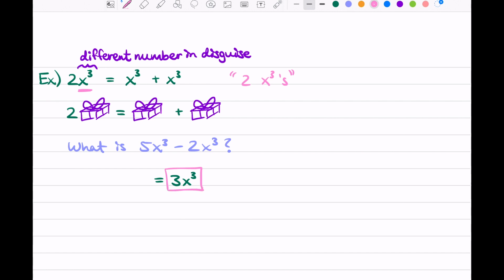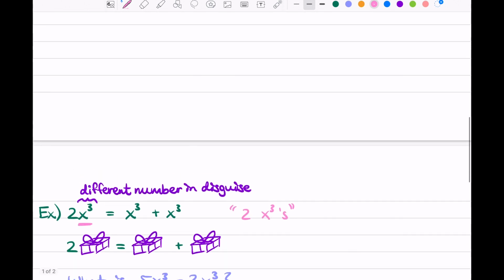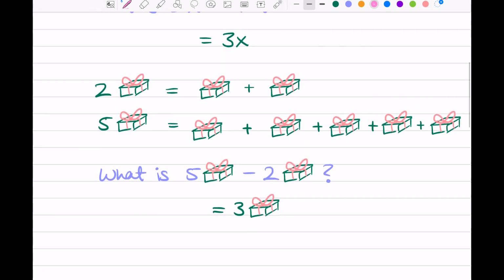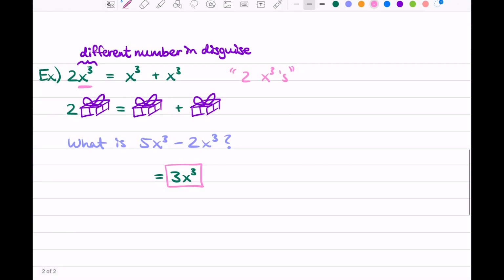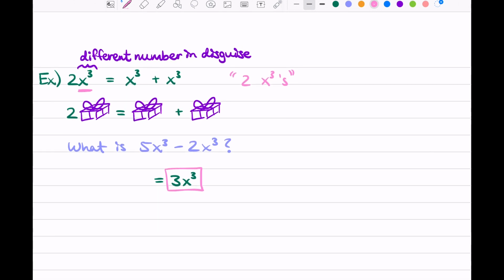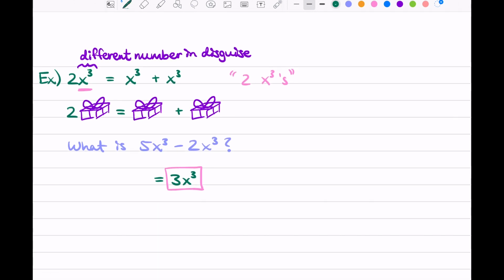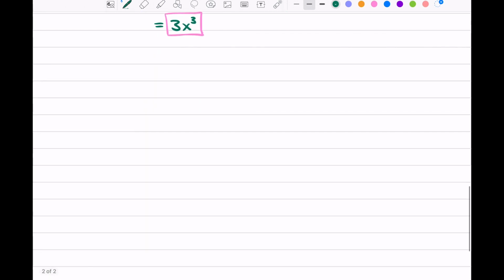So that's what this video is about. We started with our original present, and now we're just going to expand it a little more so we have different kinds of presents that we can add and subtract. So let's keep practicing this with a new example. What is 5x to the third power plus 4x minus 2x plus 3 times x to the third power?